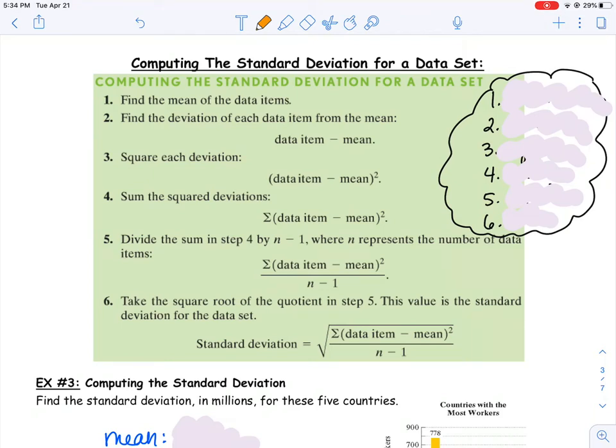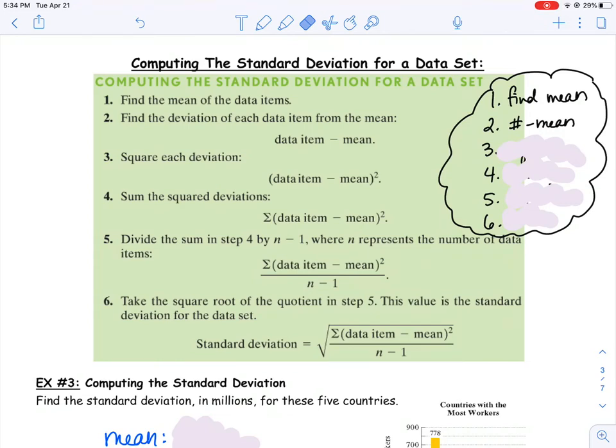And there are 6 different steps, and you can read the steps below. I don't know about you though, all of that notation is a little bit confusing. So what helps me is writing it in my own words so that I can better remember what the 6 steps are. The first step says that we have to find the mean of our data items. So step number 1 is finding the average, the mean. Step number 2 is finding the deviation of each data item from the mean, like we did in the last video. So I'm going to take our data item and subtract the mean from it.